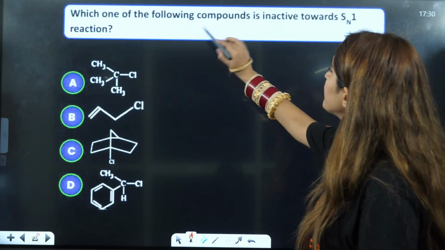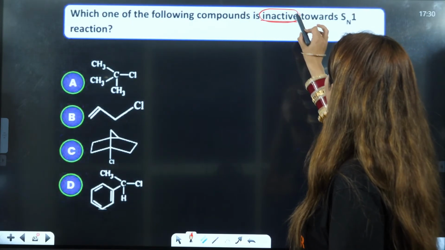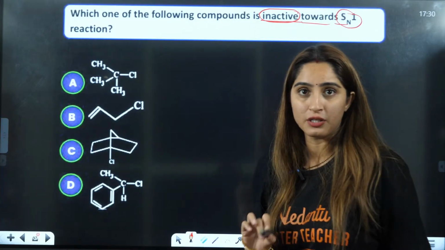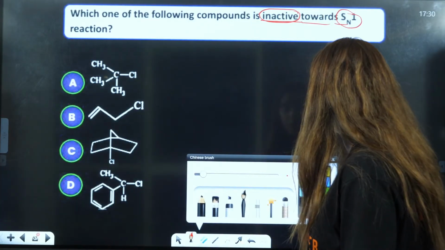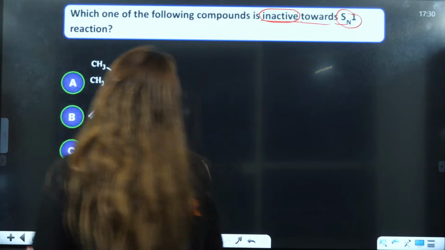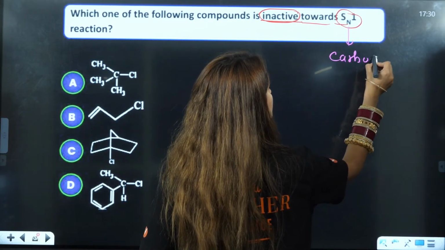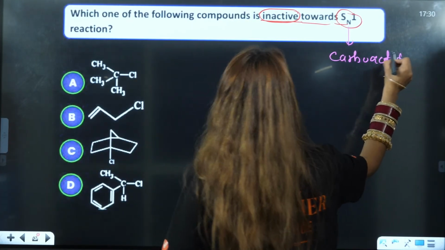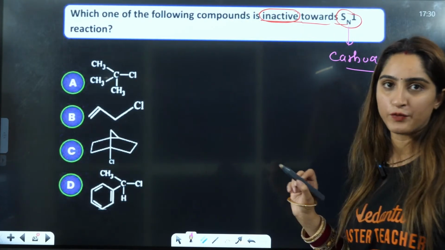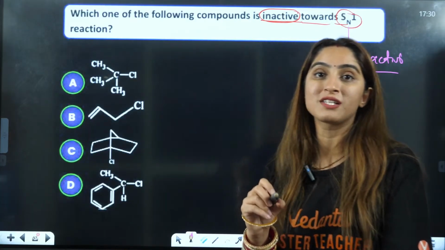Right? Which one of the following compounds is inactive towards SN1 reaction? Towards SN1 reaction, which of the following compounds is inactive? SN1 reaction means it should have a carbocation. So the one which has an unstable carbocation will be inactive towards SN1 reaction.